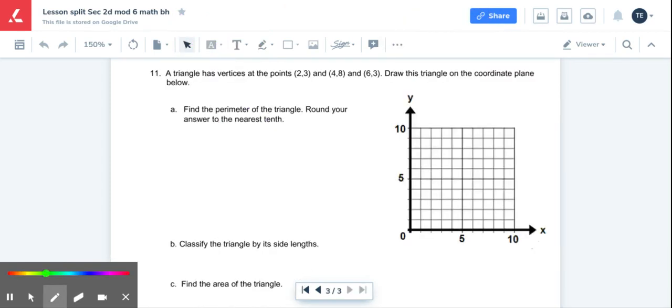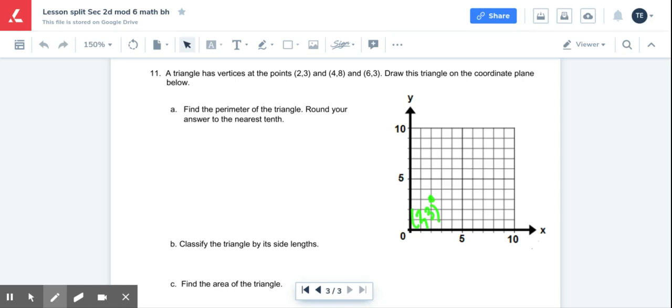Number 11. A triangle has vertices at 2, 3, 4, 8, and 6, 3. Draw this triangle on the coordinate plane. Find the perimeter of the triangle, round your answer to the nearest 10th. All right, when I draw, I like to label. So I put my point 2, 3 and give it a label. 2, 3. And then I'm going to put the point 4, 8.